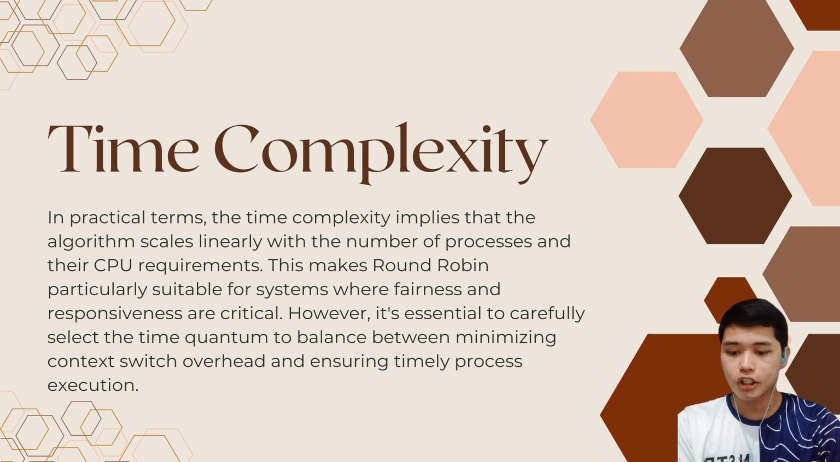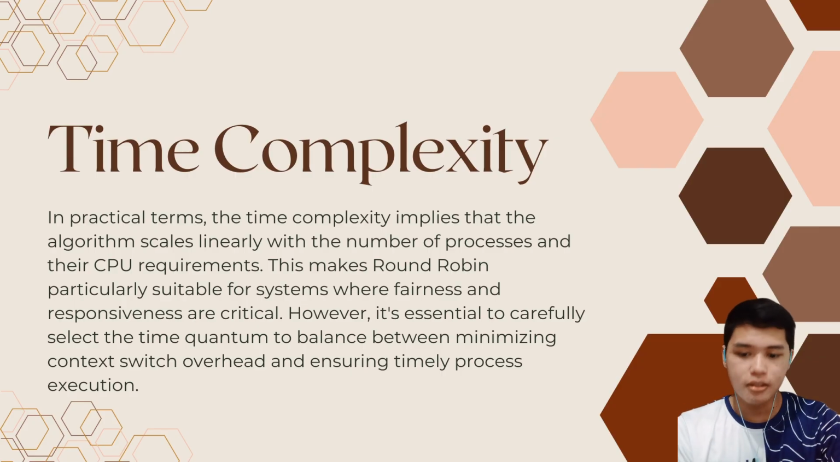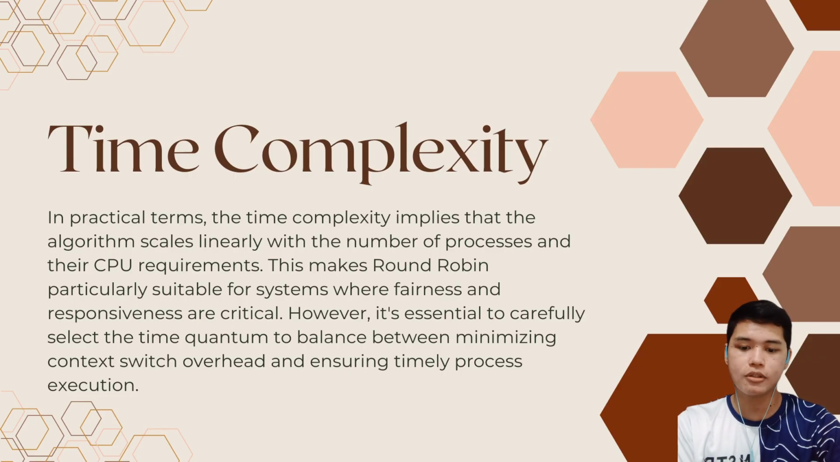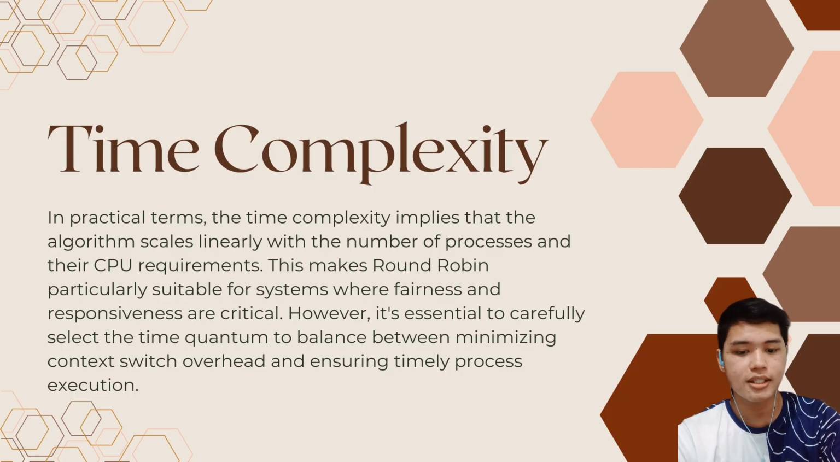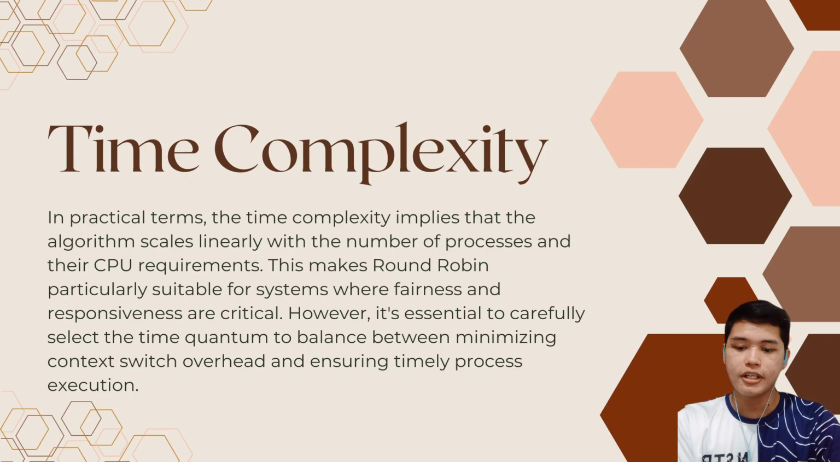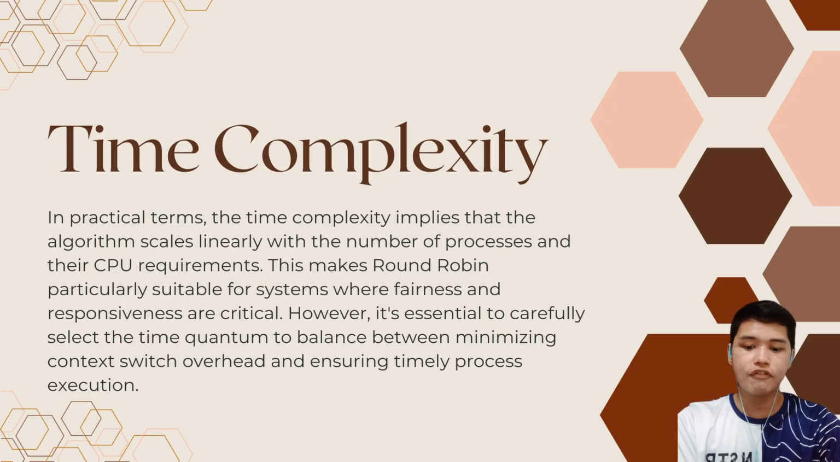In practical terms, the time complexity implies that the algorithm scales linearly with the number of processes and the CPU requirements. This makes round robin particularly suitable for systems where fairness and responsiveness are critical. However, it's essential to carefully select the time quantum to balance between minimizing context switch overhead and ensuring timely process execution.